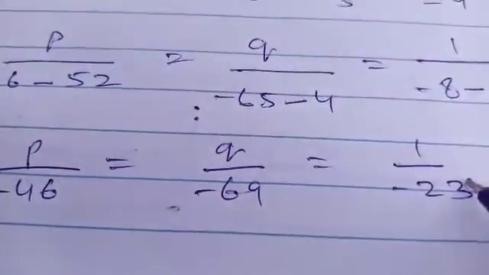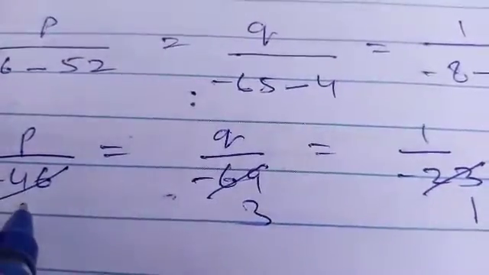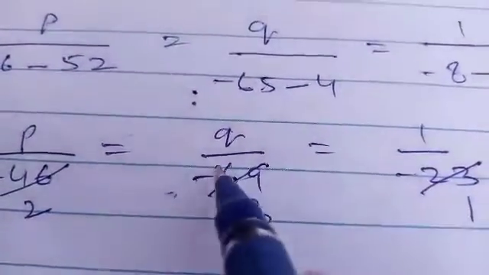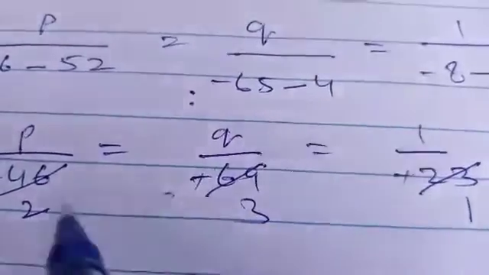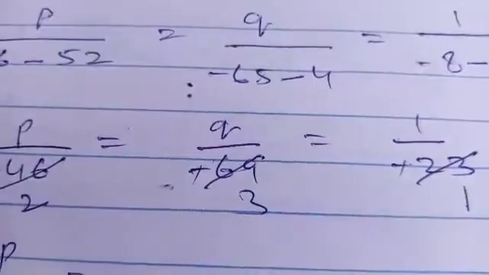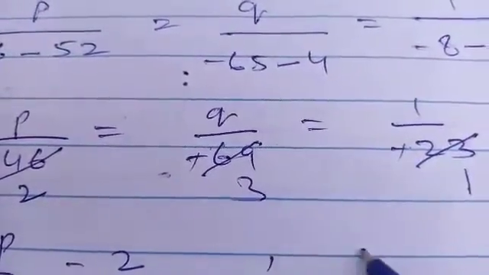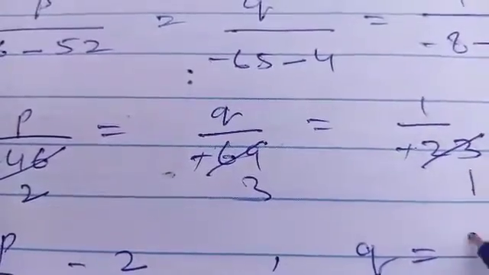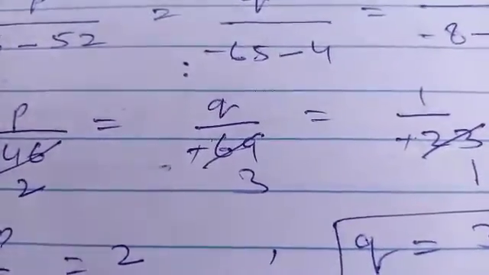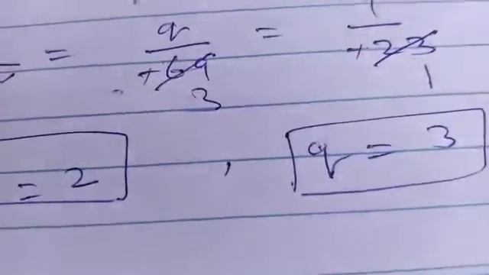are all multiples of 23. 23 times 1 is 23, 23 times 3 is 69, 23 times 2 is 46, and all have a negative sign, so the negatives cancel. So you get the positive value of p equal to 2, 2 times 1 is 2, and q equal to 3, 3 times 1. You will get the values of p and q. Now put these values in the equations.